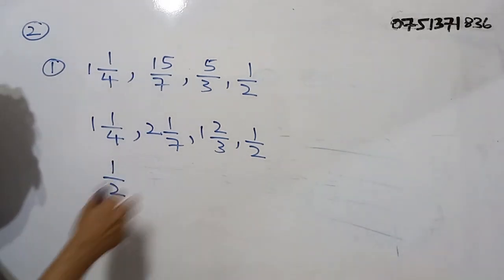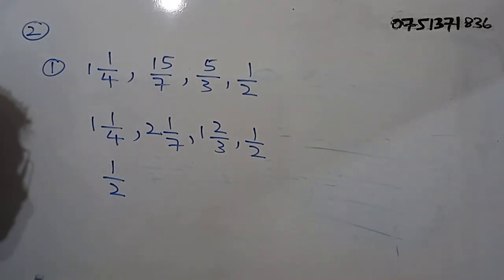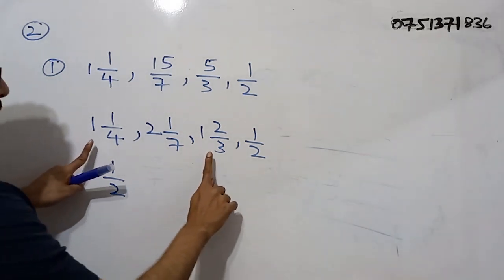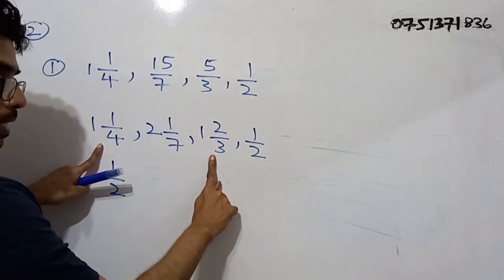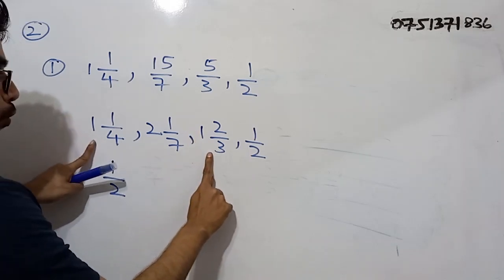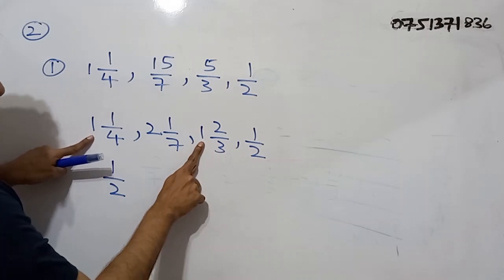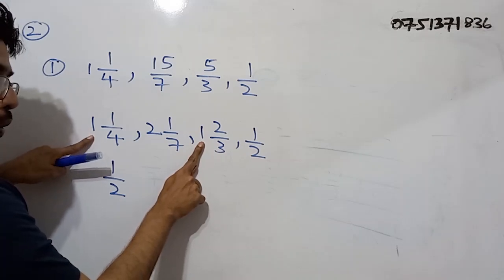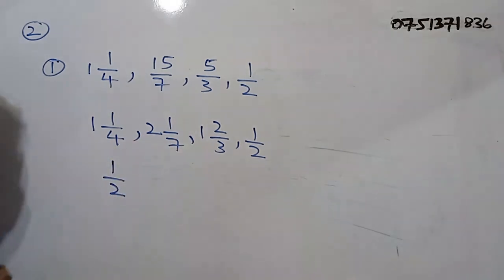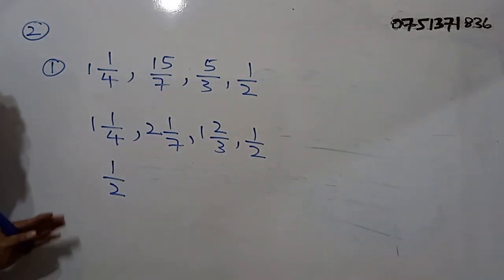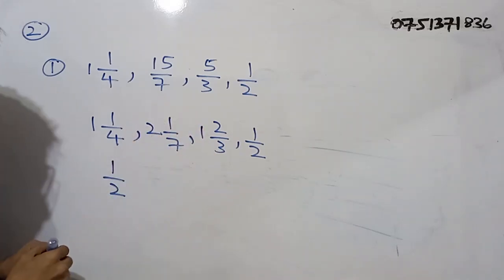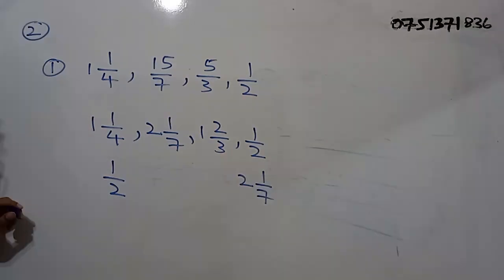Out of these 3 mixed numbers, which one is the larger one? 2 and 1 by 7. Why? If we compare these two mixed numbers and this one, you can see that these two mixed numbers have the same whole number part, which is 1, and also 1 is less than 2. So that means when we compare these 3 fractions, 2 and 1 by 7, that is the largest one.